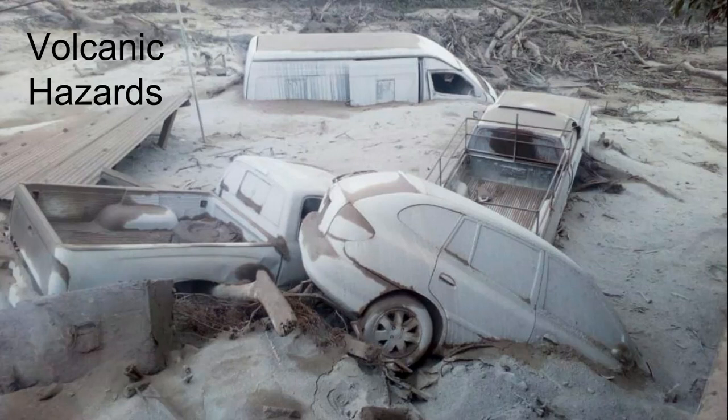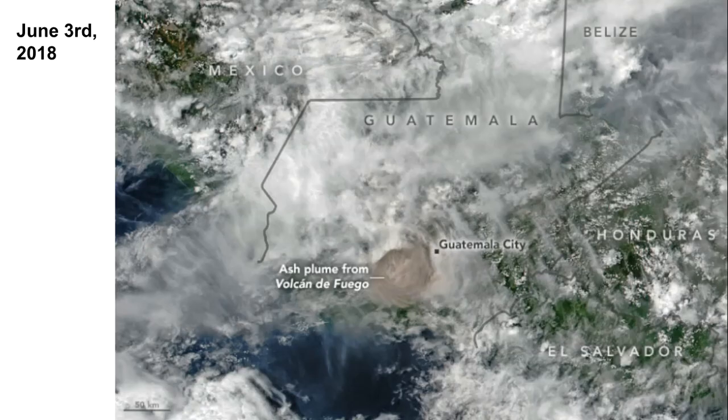Now hazards. These are important. These are everybody's favorite things. So you've probably heard of most of these before. Let's go through them, and I'll use the context of June 3rd, 2018. This was June of 2018 in Guatemala. The Volcán de Fuego erupted and caused lots and lots of problems.